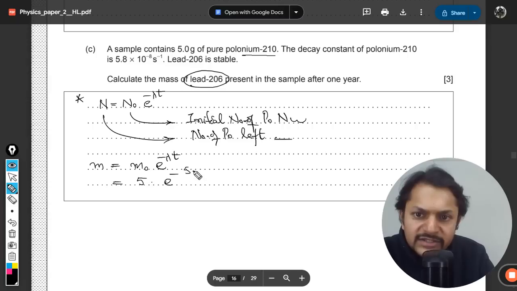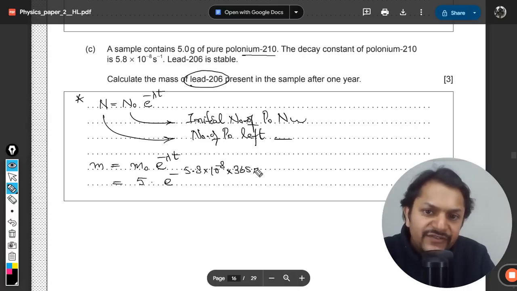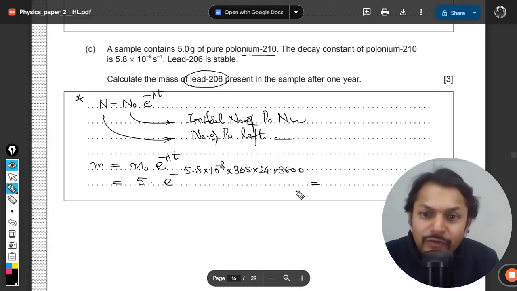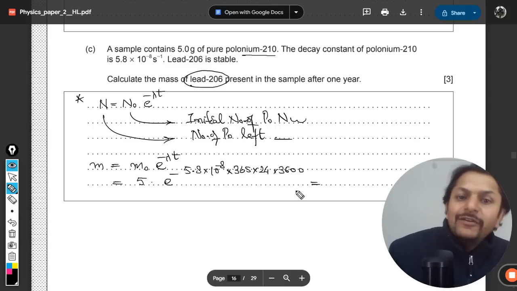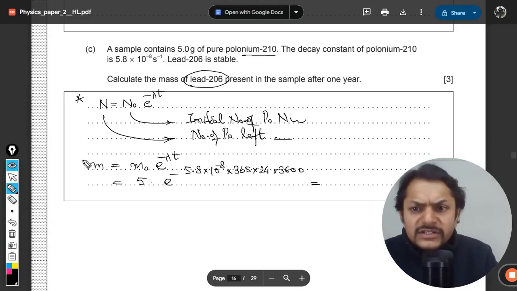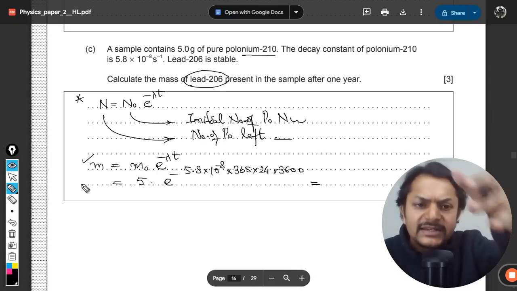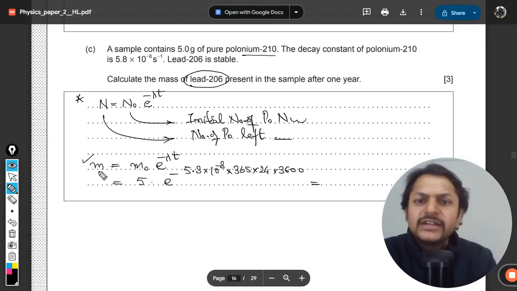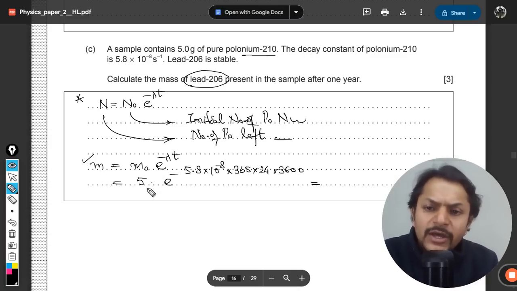So lambda is 5.8 into 10 to the negative 8, and the time is 1 year, so it is 365 into 24 into 3600. Okay, so there will be an extensive use of calculator here. So I will not be using my calculator showing you the calculation here. So we will see what is the value of the mass that is coming. Okay, so we will find that value of mass. I will see it in the mark scheme now.